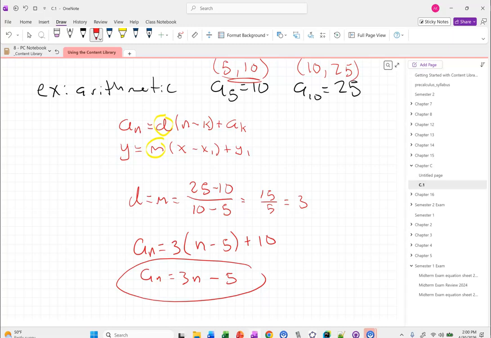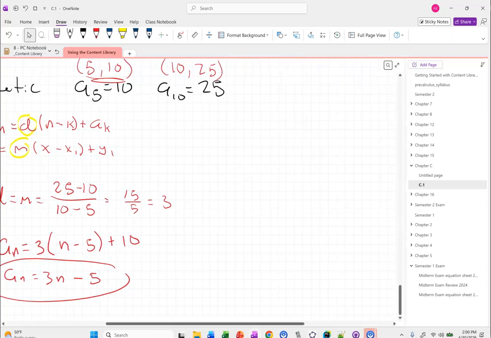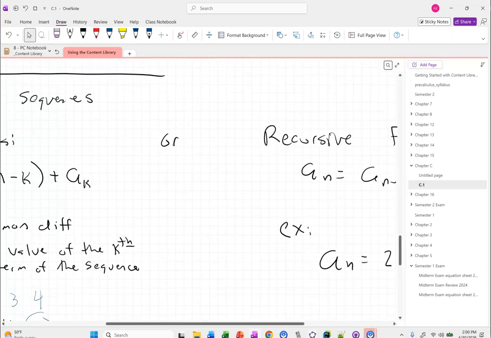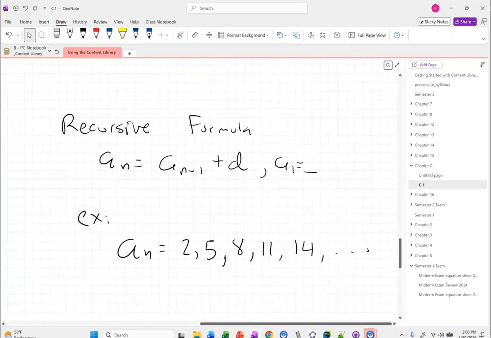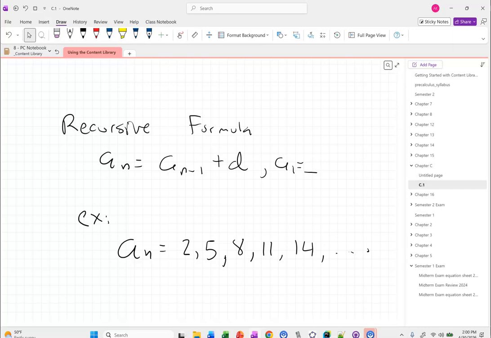This is the same idea, just we've renamed the parts n and comma a sub k instead of x, y, but it's the same process. It just has different names on things. Okay. If this was a recursive formula, so the recursive formula says it's going to be the previous term plus that common difference, and we have to state the first term.